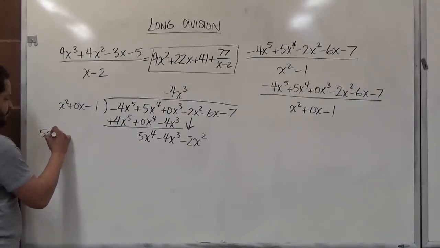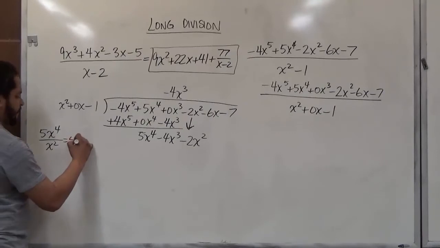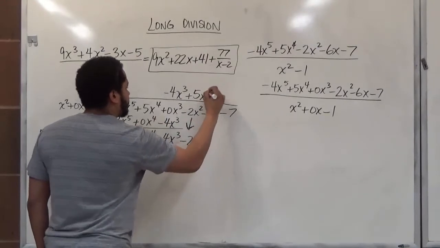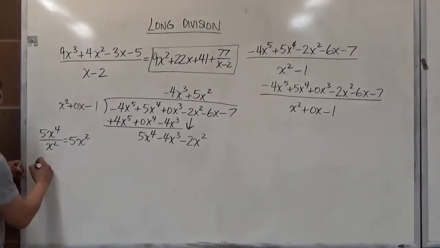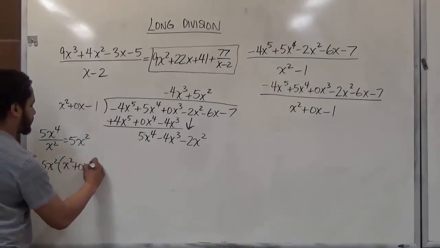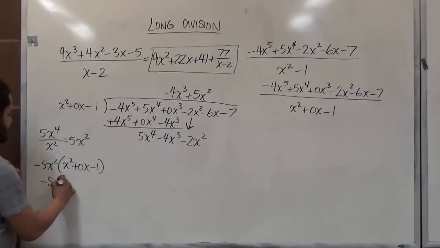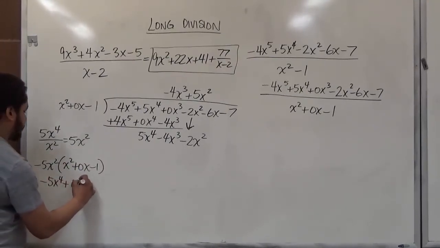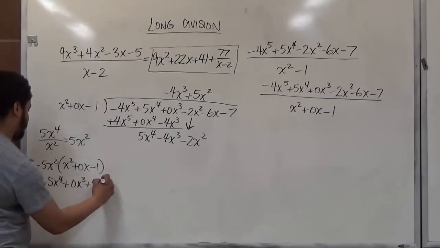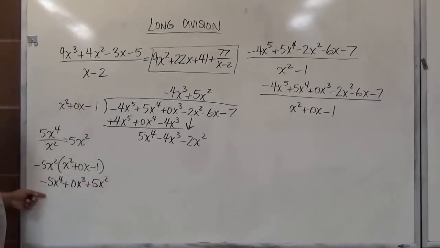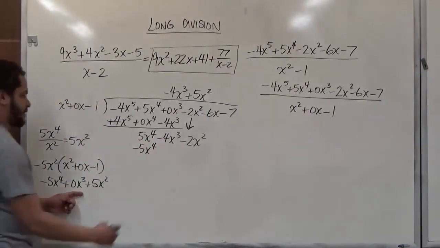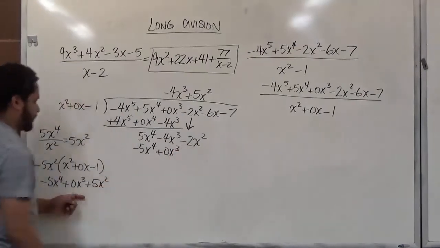So here we have 5x to the 4th divided by x to the 2nd, which is 5x squared. Now this is the quotient, so let's put plus 5x squared. And here we're going to take the opposite of this term, negative 5x squared, since we're subtracting in the division, and we're going to multiply by x squared plus 0x minus 1. This becomes negative 5x to the 4th plus 0x to the 3rd, and minus times minus is plus, so we have 5x squared. Let's stack these up and combine them. So negative 5x to the 4th, 0x to the 3rd, 5x to the 2nd.